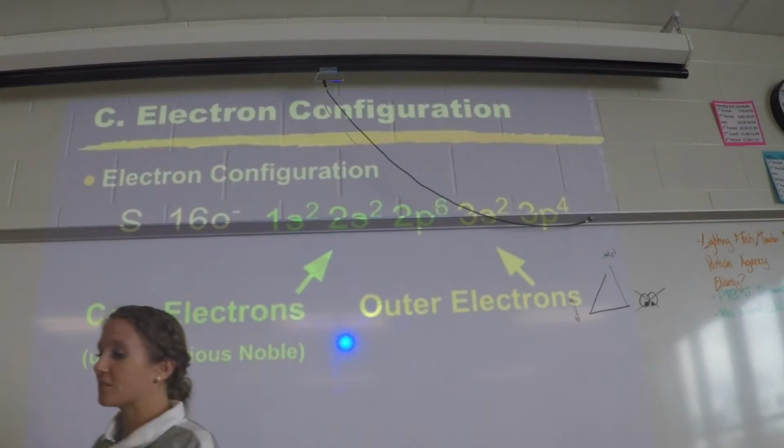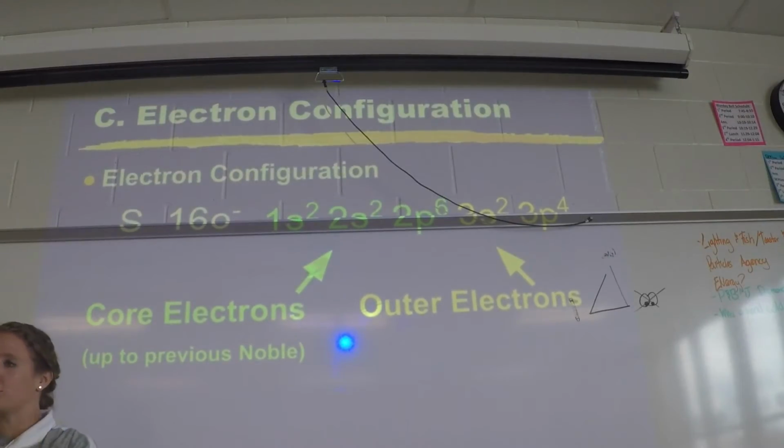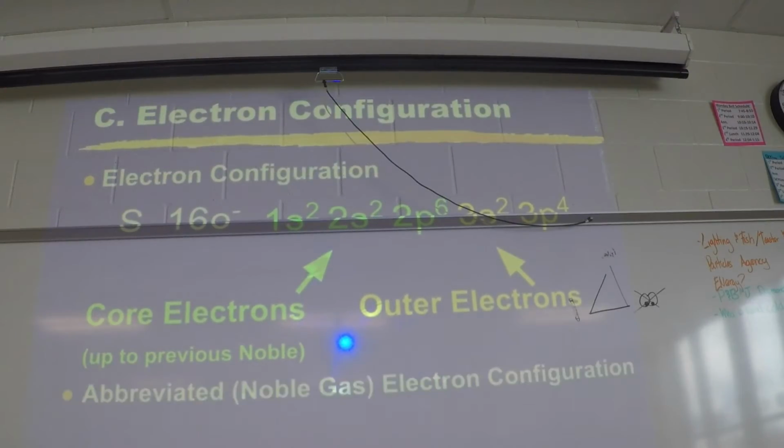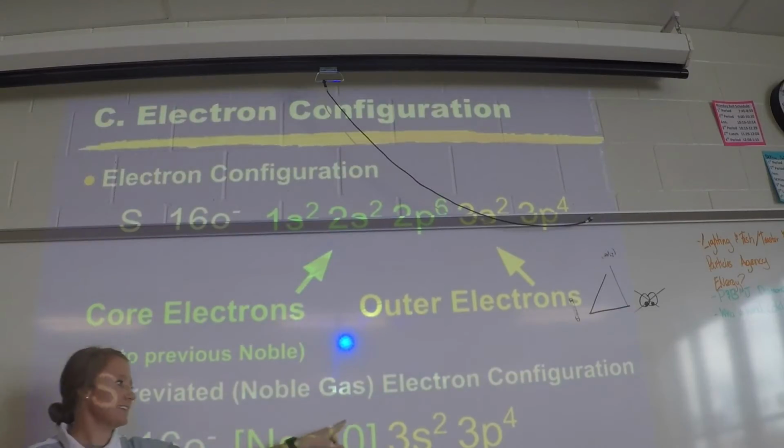So what we're gonna do is there's a very particular way in which you shortcut it. This right here is the shortcut for sulfur. So write that down on this line. So what we have is neon in brackets. We'll talk about that here in a second. And then we have the outer electrons, or all that come next.